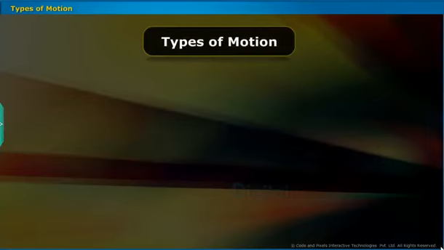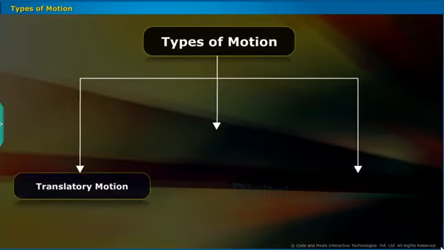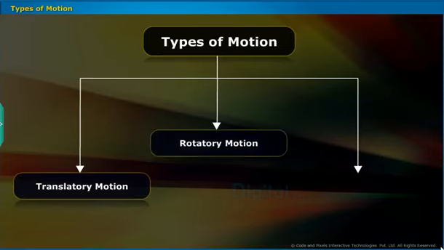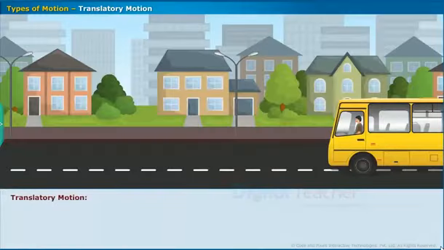The motion of an object can be classified into three types based on the path taken by the object in motion. They are translatory motion, rotatory motion, oscillatory motion. Let us study about the translatory motion.